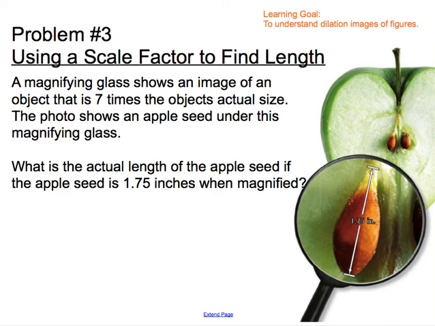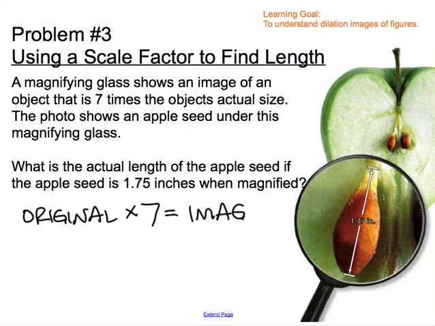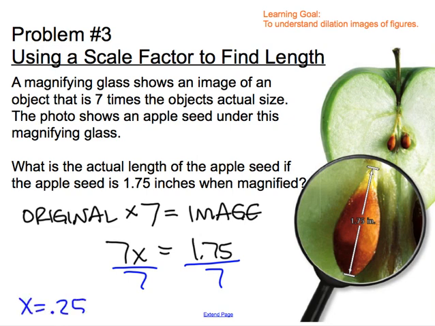We're asked, what is the actual length of the apple seed if the apple seed is 1.75 inches when magnified? Oftentimes I like to use words to describe this situation. The original, whatever the original is, 7 times magnified equals the image under magnification. We know that the image under magnification is 1.75. So we have 7 times some number gives us 1.75. If we divide both sides of this by 7, we find that x equals 0.25. So the actual length is 1/4 inch. The apple seed is 0.25, and then when magnified, 1.75. So this apple seed is 0.25 inches.